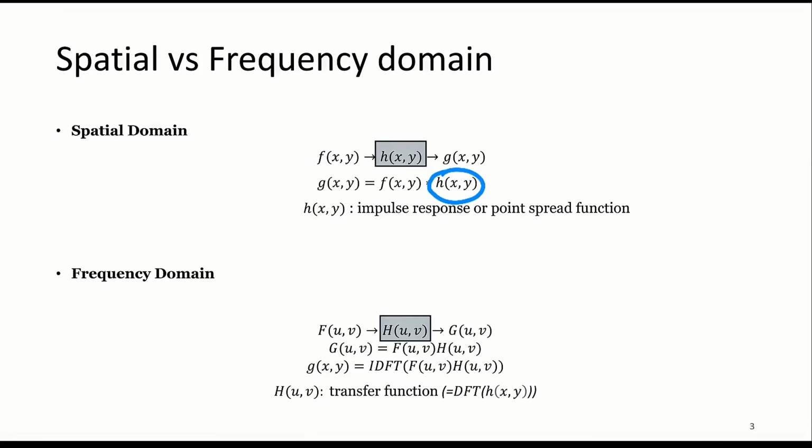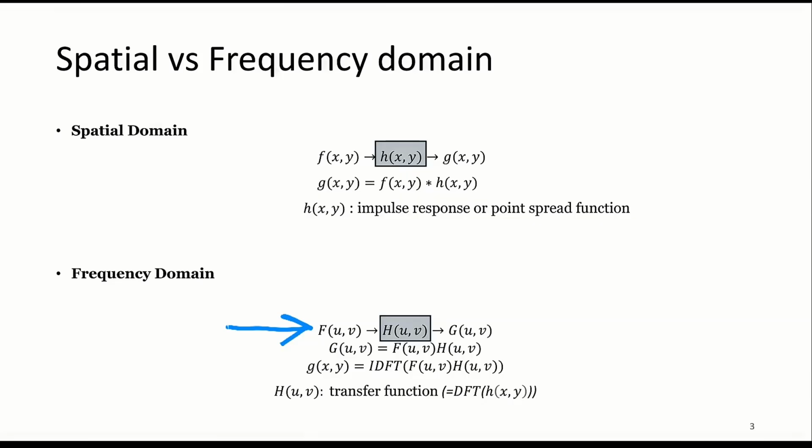We call this thing an impulse response, or sometimes it's also called a point spread function in 2D, because when we multiply an impulse response with something, actually we are spreading it, like the one I just gave you. We are spreading it, right? So in some books they also call it point spread function, PSF.